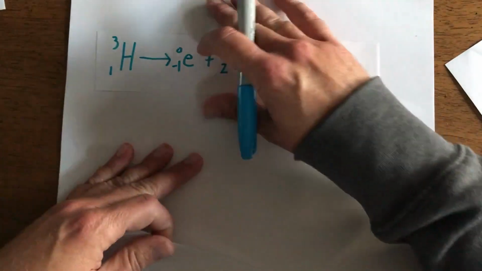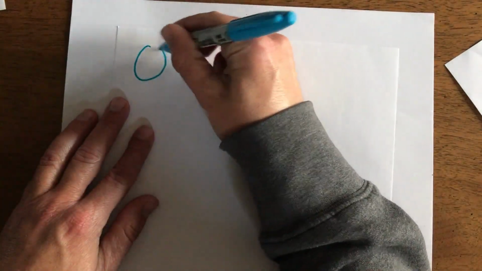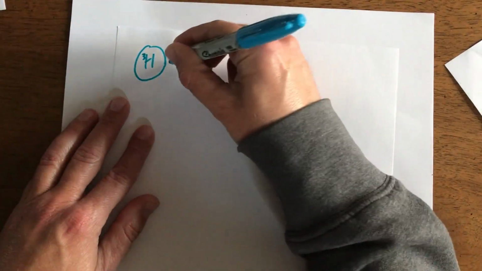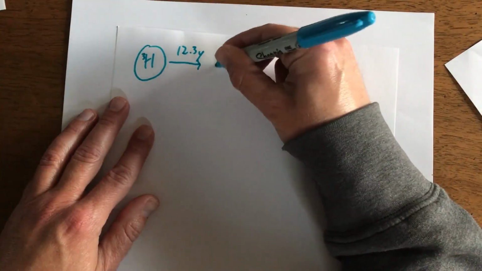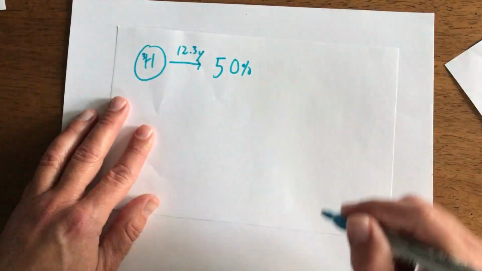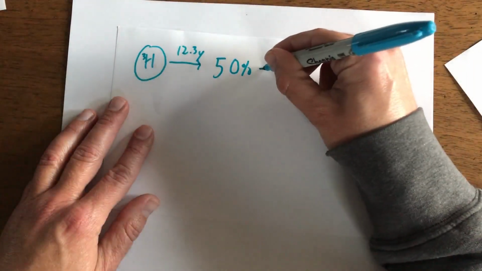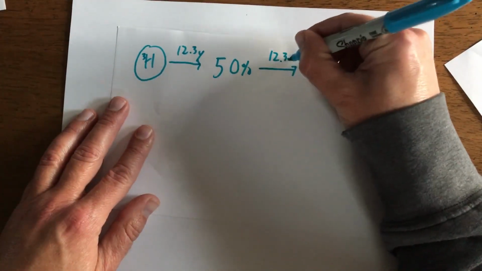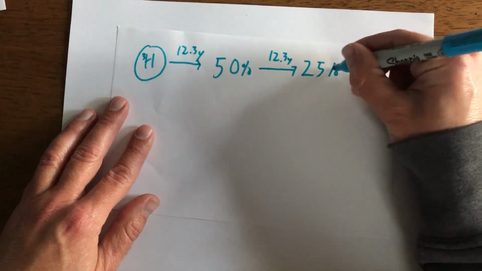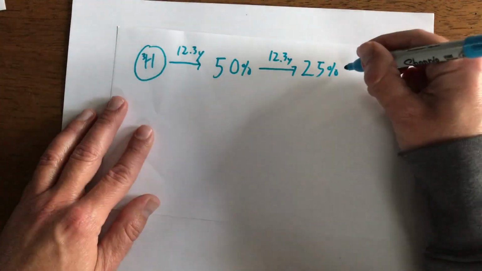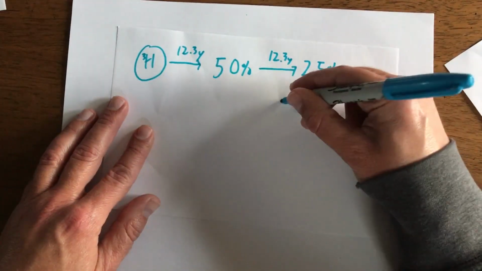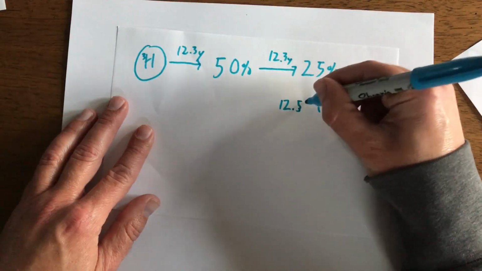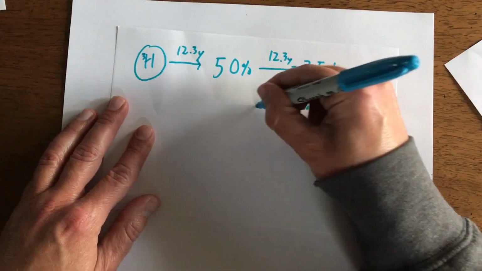So another way to look at it here is like this. If we had a sample of hydrogen 3, after 12.3 years, we would only have 50% of that hydrogen 3 left over. After another 12.3 years, we would only have 25% of our original left over. And then I'm going to loop around here. After another 12.3 years, we'd be down to 12.5% left over.